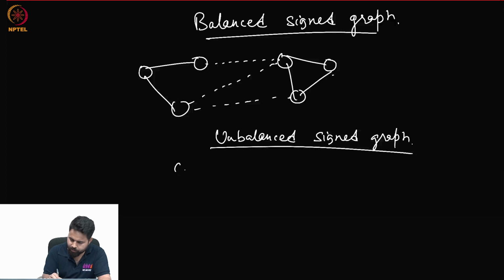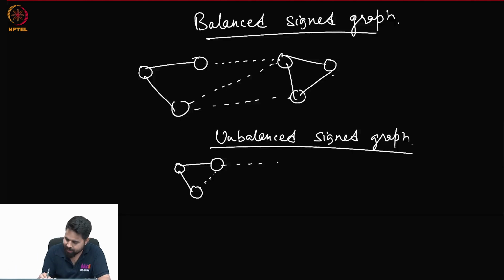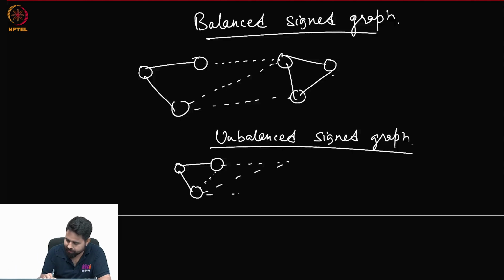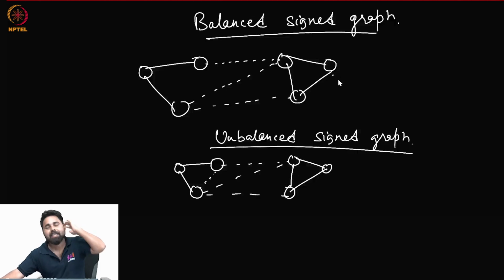So maybe I can modify this. I have just added one unbalanced cycle, so it will become an unbalanced signed graph, and the rest of the things I can keep as it is. Okay, so this is an unbalanced signed graph. Now let us see a nice theorem related to the structure of balanced signed graphs.